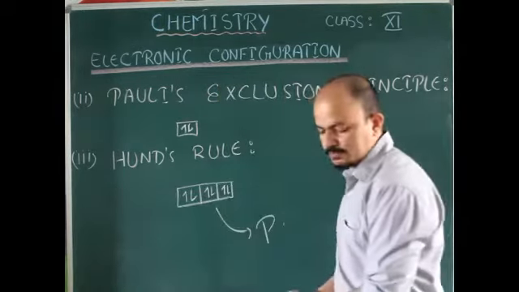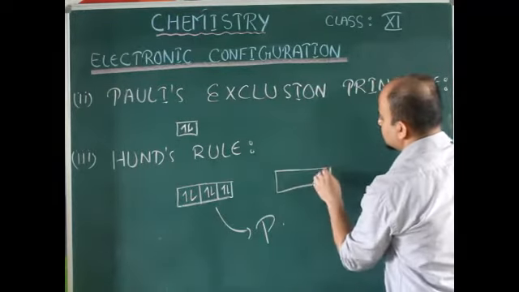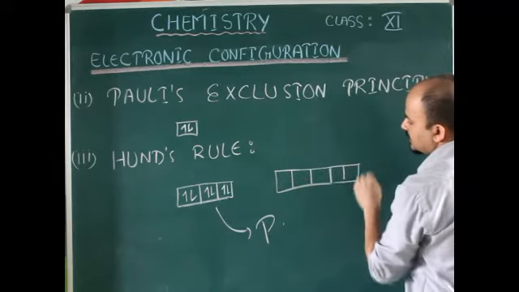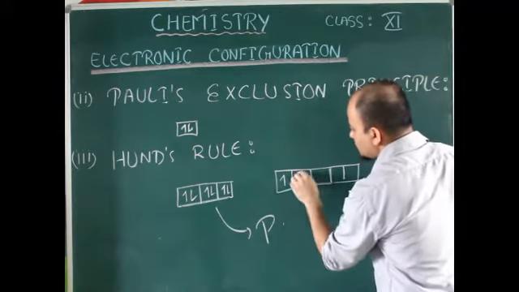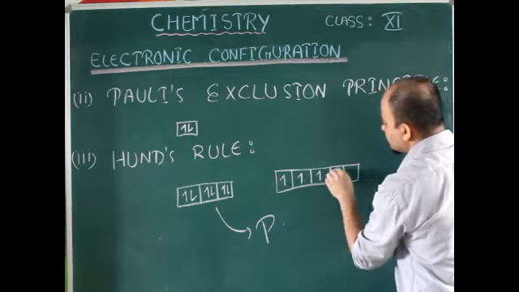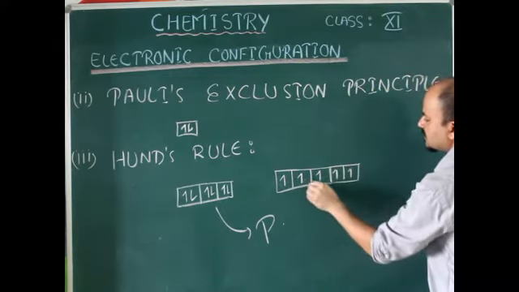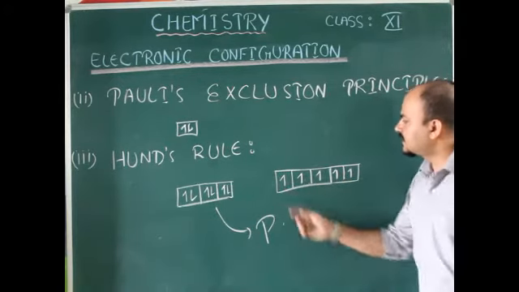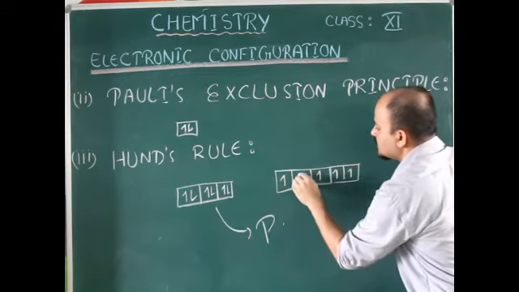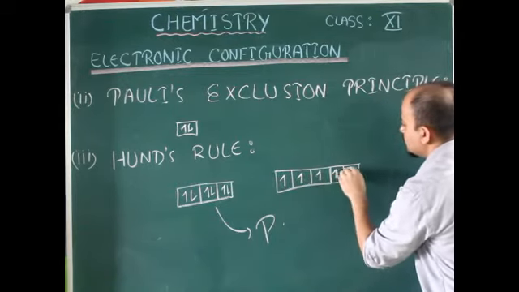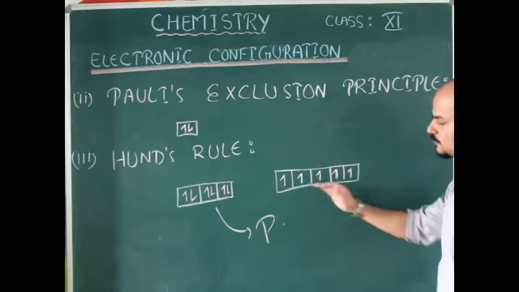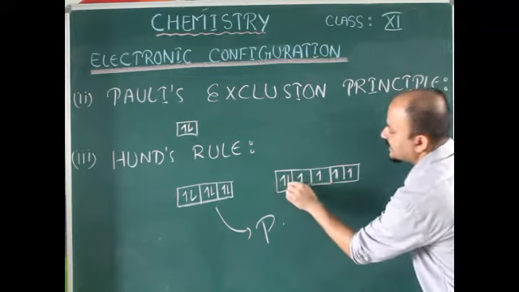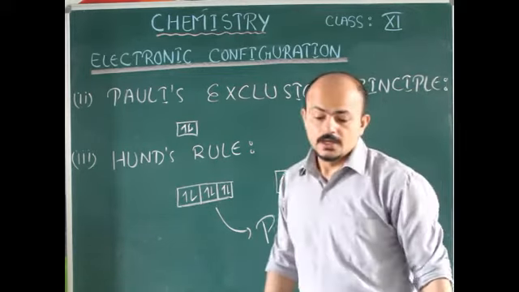So whenever they are occupied, suppose in a d orbital, 1, 2, 3, 4, 5, electrons have to be occupied singly first in each subshell. Okay? And they must have the same spin. Can you see that? In all of them, they are pointing in the upward direction. And if more electrons have to be occupied, then the pairing takes place and they must have opposite spin.